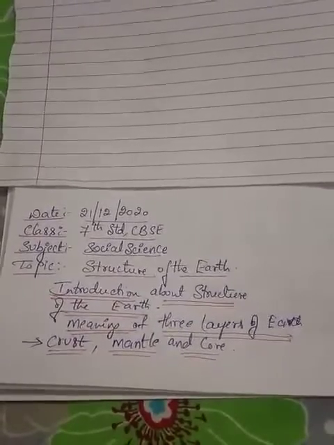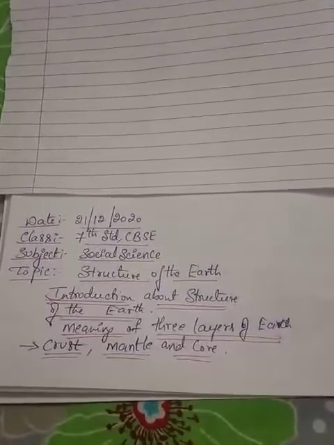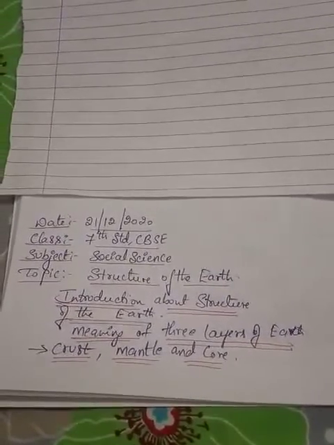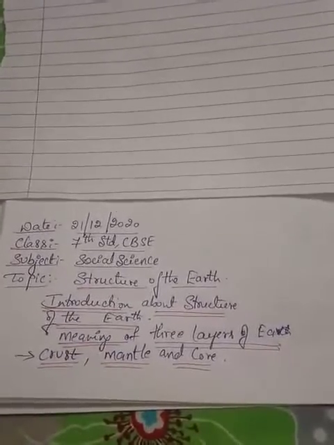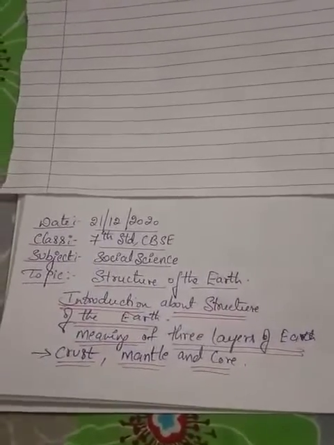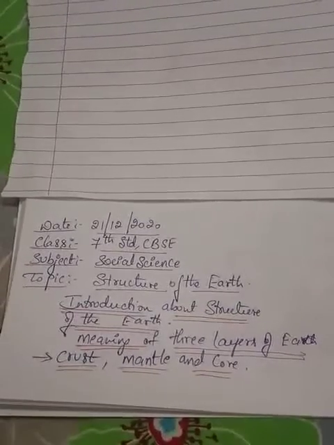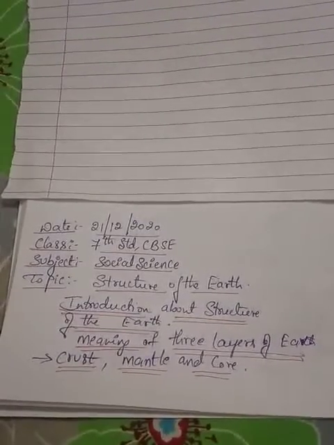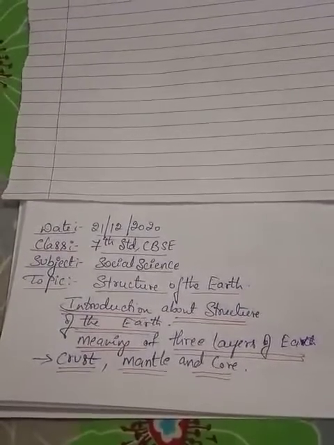Then, what is the structure of the Earth made up of? So let us study the structure, what it contains beneath the surface of the Earth. That is what we are going to study in this chapter. It consists of crust, mantle and core, rocks and minerals.